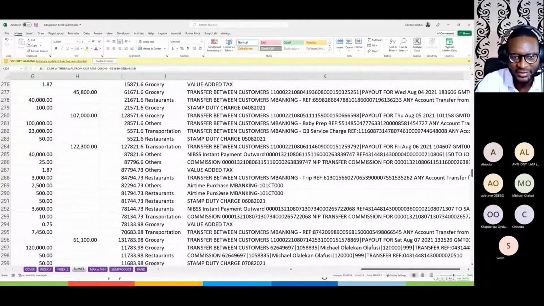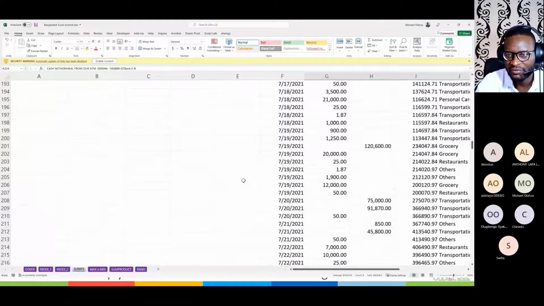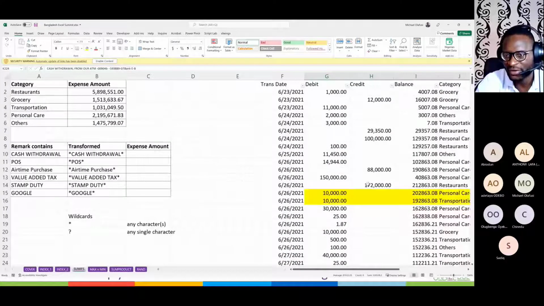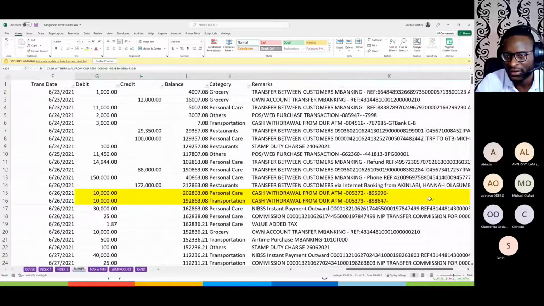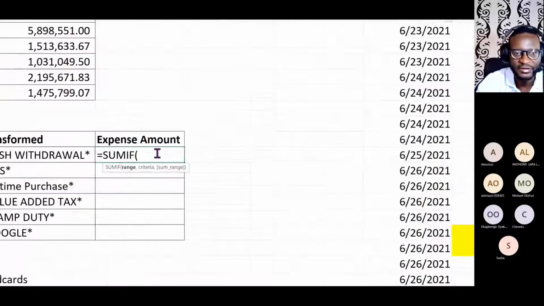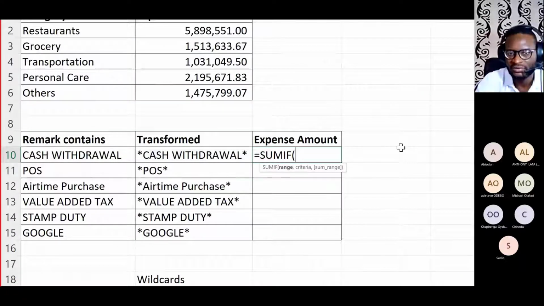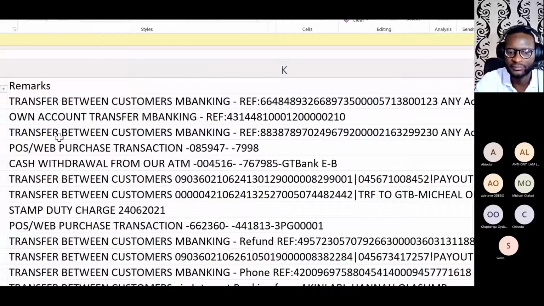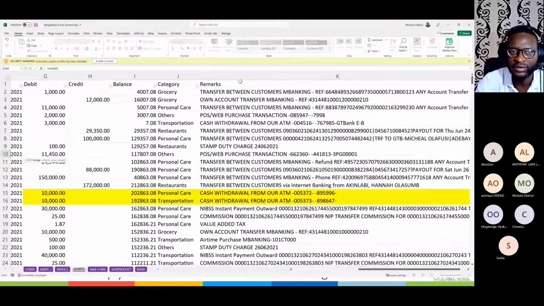This is not going to be helpful if I'm going to be doing them one by one. So I would rather do a formula that will look for cash withdrawal and just sum them up. So you say, okay, now let's use SUMIF. Again, what's the range? Where will I find all those meaningful descriptions? They are here. So this is the range.